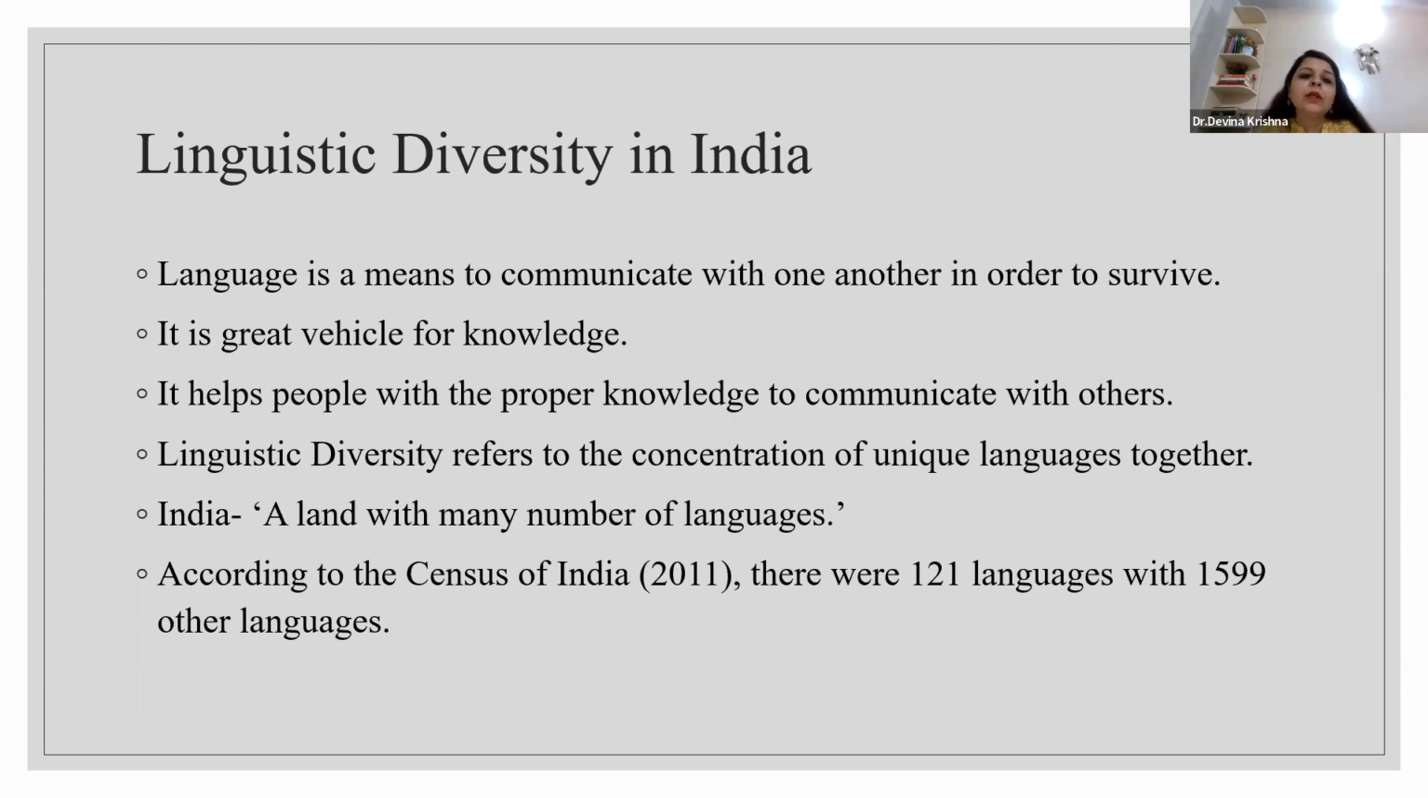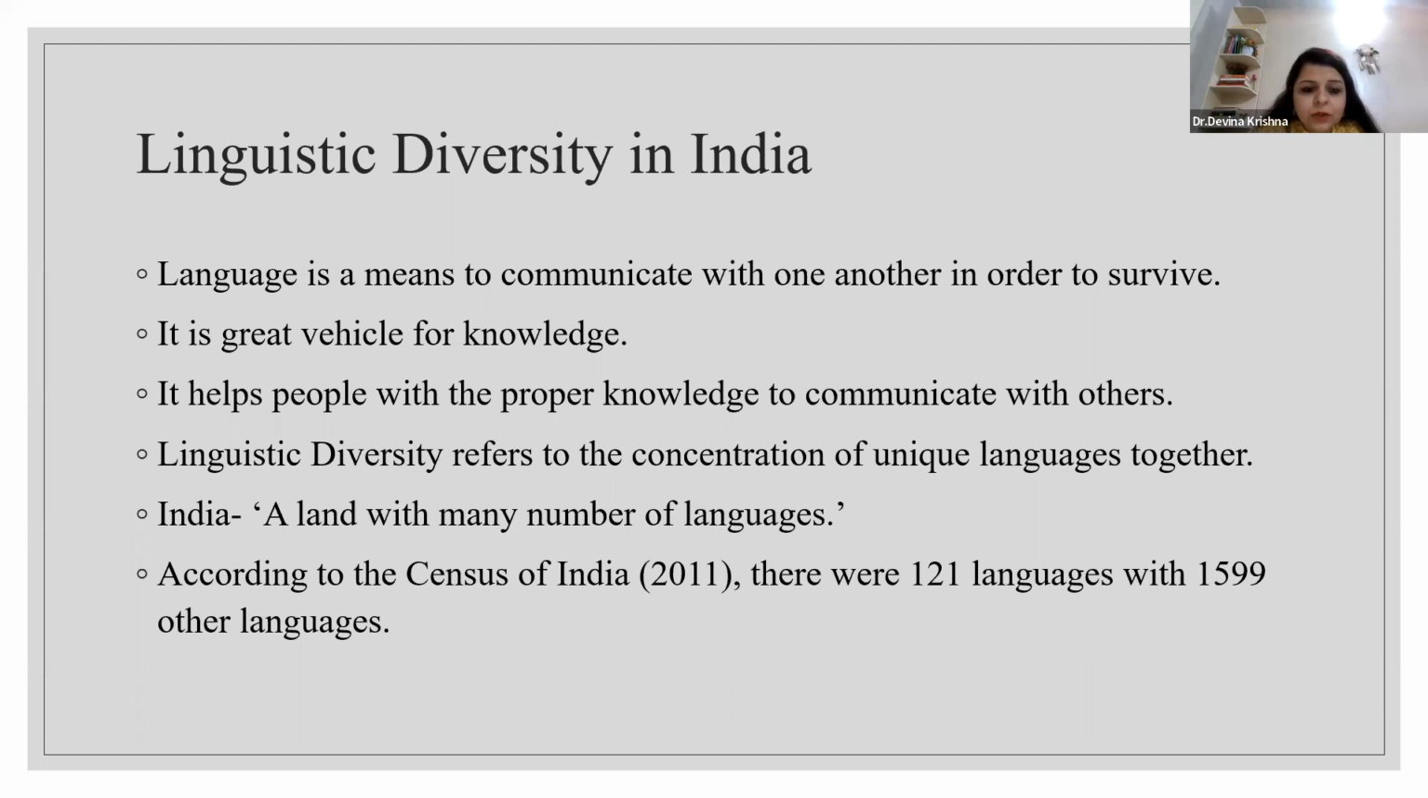We all know that when we talk about linguistic diversity, it refers to the concentration of unique languages together. Language itself is a means to communicate with one another in order to survive. It's a very important medium, a great vehicle for knowledge. It helps people with the proper knowledge to communicate with others. India is a diverse country with so many languages, and the statistics are there on the slide.